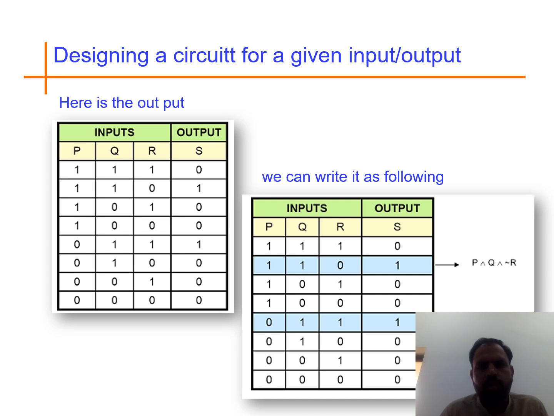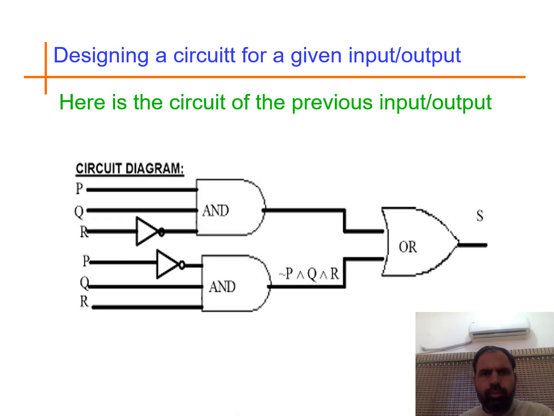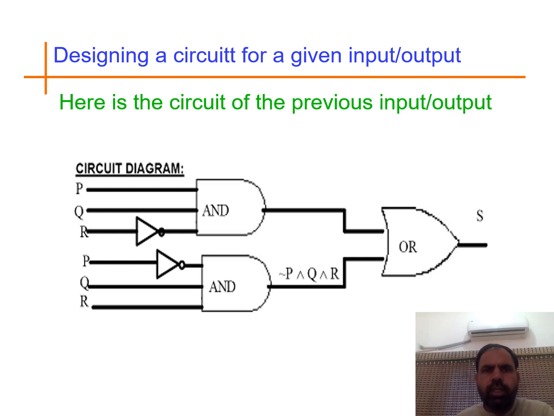P and Q and negation R. You can easily see these two colored lines showing P and Q and negation R. Here is the circuit of the previous input and output. Designing a circuit for a given output, we describe this diagram.